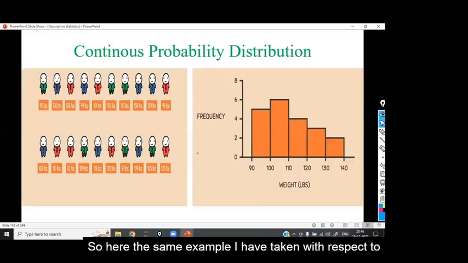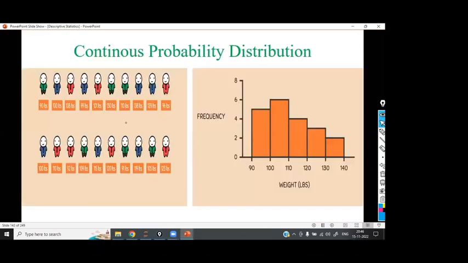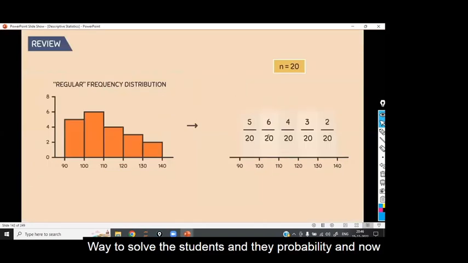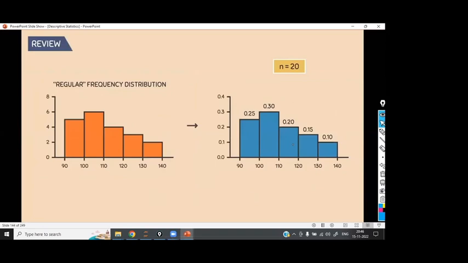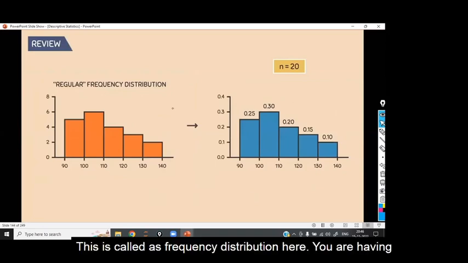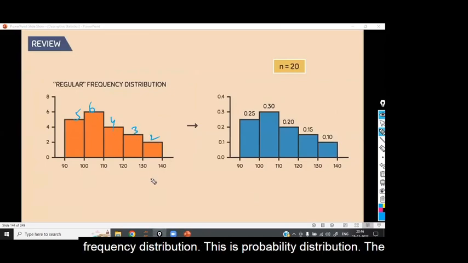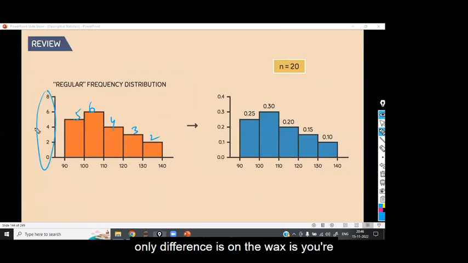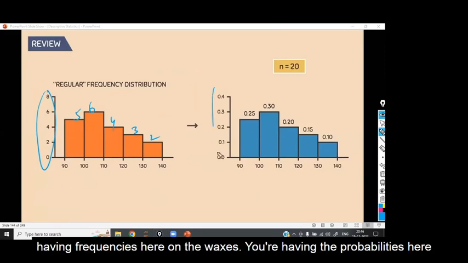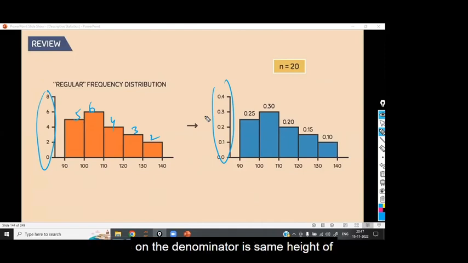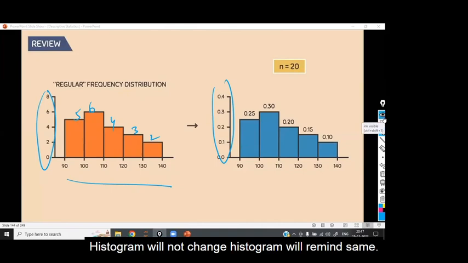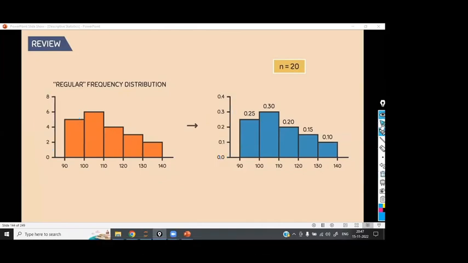Here I have taken the same example with respect to the weights of the students and their probability. Now you are representing this, which is called frequency distribution. Here you have 5, 6, 4, 3, 2. This is frequency distribution. This is probability distribution. The only difference is that on the y-axis you have frequencies here, and on the y-axis you have probabilities here. The denominator is the same. The height of the bars is also the same. The histogram will not change, it will remain the same.